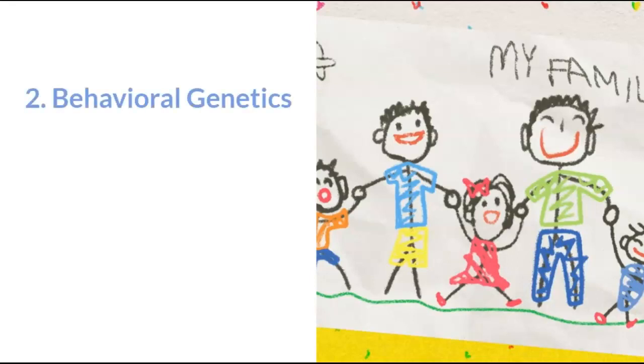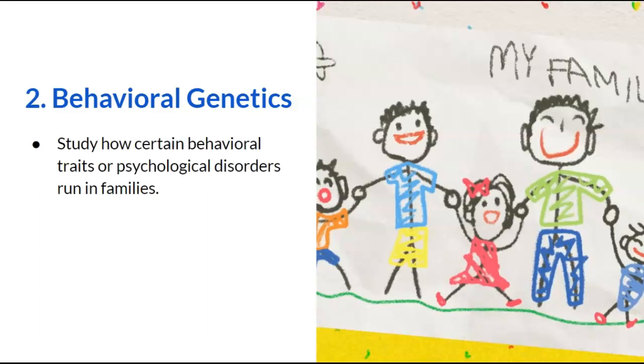The second research method is behavioral genetics. This is a scientific field that examines how genetic influences on behavior, such as psychological disorders, may run in families. A key concept in behavioral genetics is heritability. Heritability is the proportion of observable differences among individuals in a particular trait that is due to genetic differences. In other words, how likely an individual will inherit a behavioral trait or psychological disorder based on their family history.